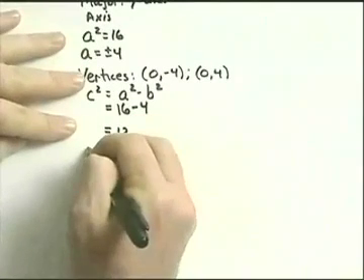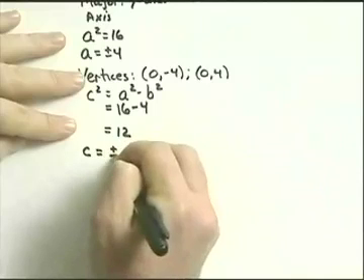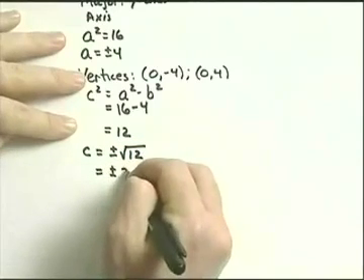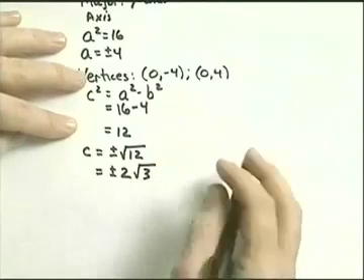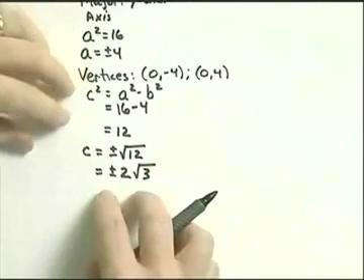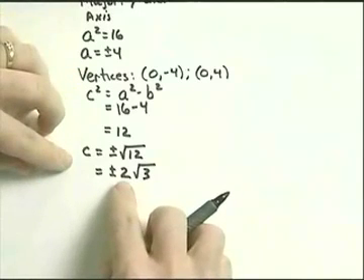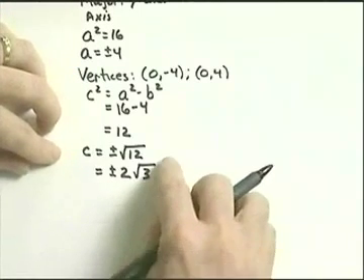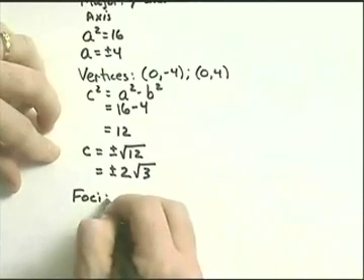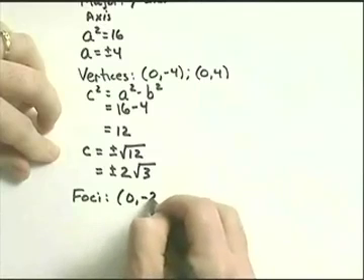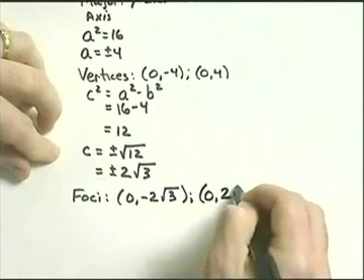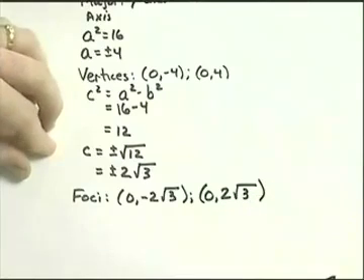If c squared is equal to 12, then c is going to be equal to plus or minus the square root of 12, which is plus or minus 2 root 3. Because the major axis is the y-axis, I know that my foci are going to lie 2 root 3 units above and below the center. So my foci are at 0, negative 2 root 3 and 0, 2 root 3.